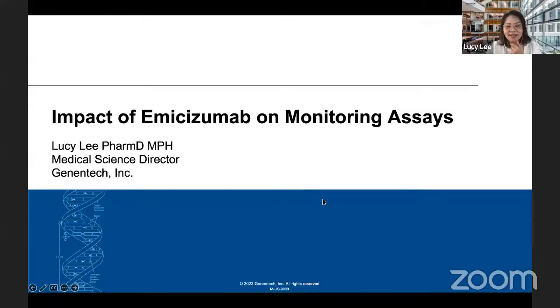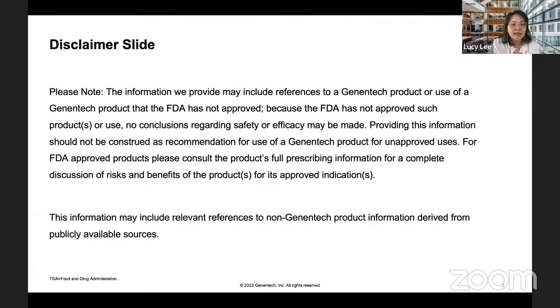Great. Thanks again for the invitation for us to have an opportunity to talk about the effect of Emicizumab on various coagulation assays. As mentioned, my name is Lucy Lee. I'm a medical science director at Genentech. I am presenting this talk this morning on behalf of a colleague who also kindly shared her slides with me. So I'll do my best to do these slides justice. This is a mandatory disclaimer slide for us. Not all of this content is applicable necessarily in this talk, as Emicizumab is approved in the US.